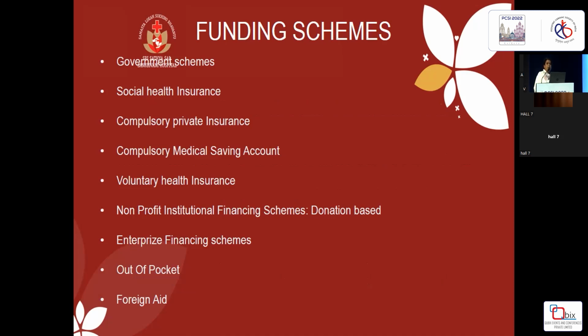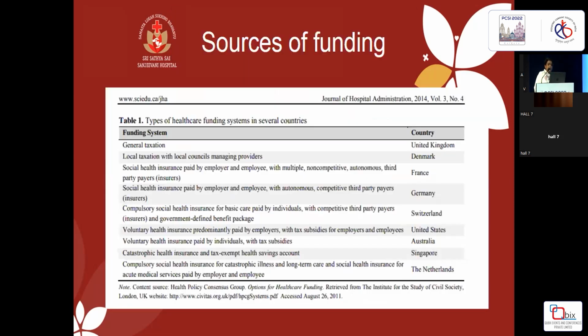Now, what are the funding schemes? There are a lot of funding schemes. There are government schemes where the government pays into healthcare. There is social health insurance. There is compulsory private insurance. There is compulsory medical saving account, voluntary health insurance, and a lot of non-profit organizations which are donation-based. There are a lot of corporates who are involved in CSR, out-of-pocket spending, and then there are foreign aids where countries help each other. So let me skip this.